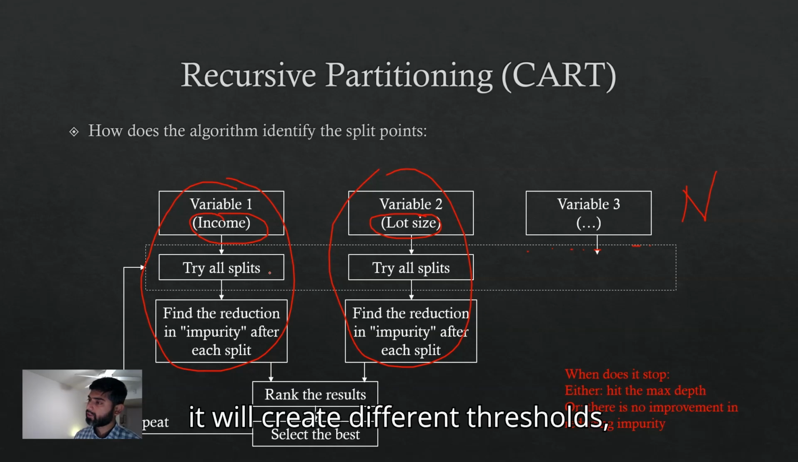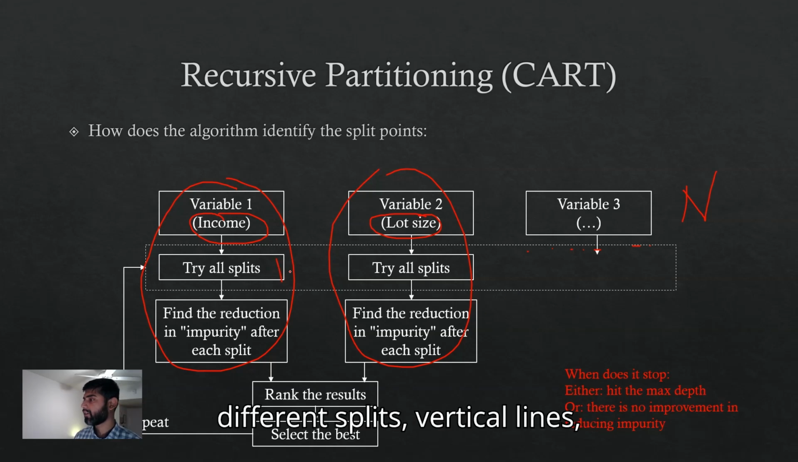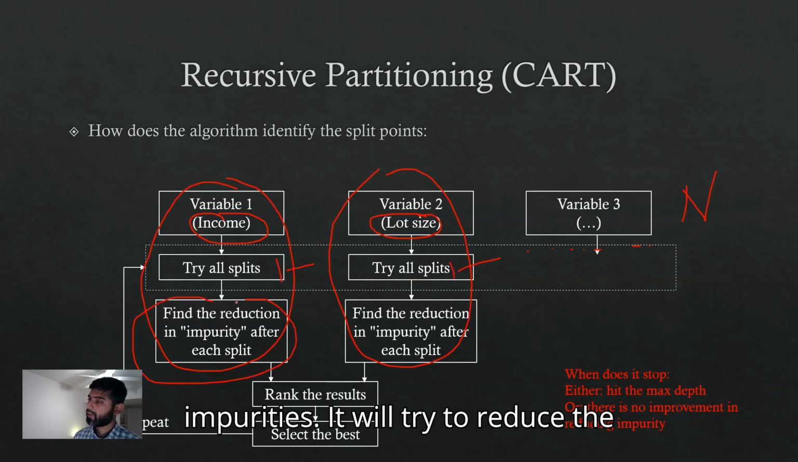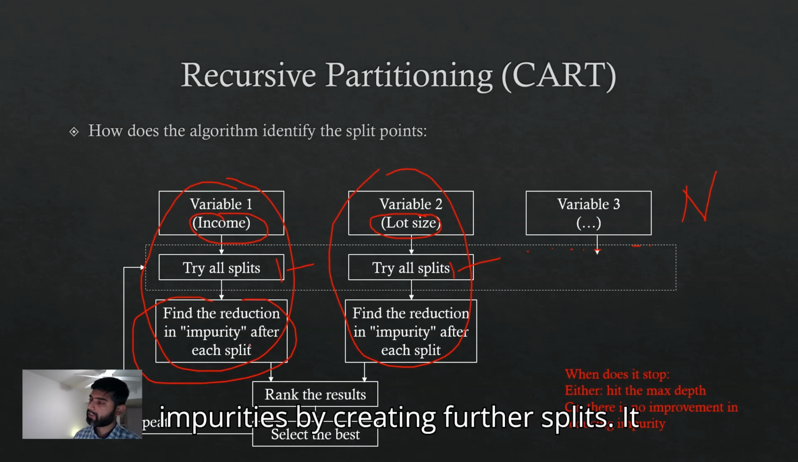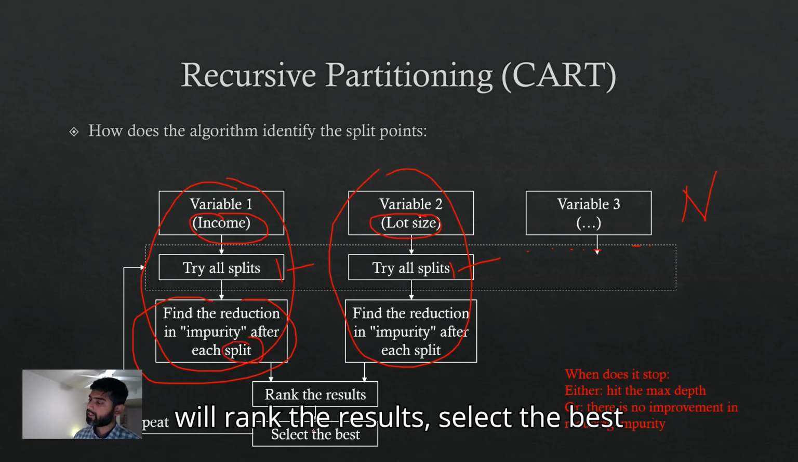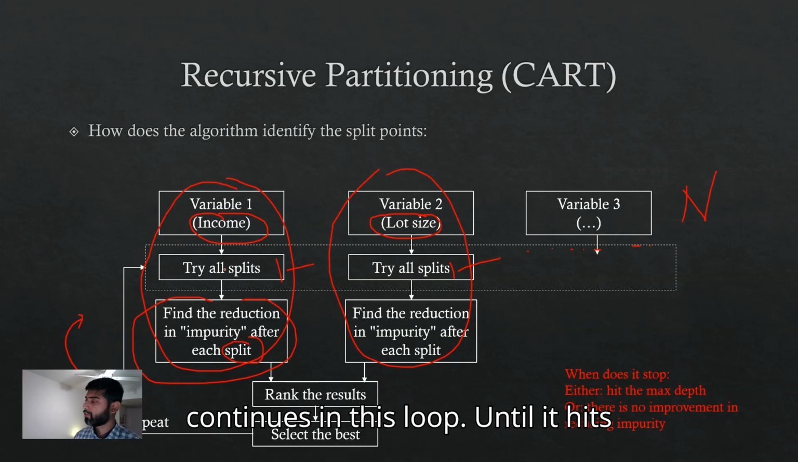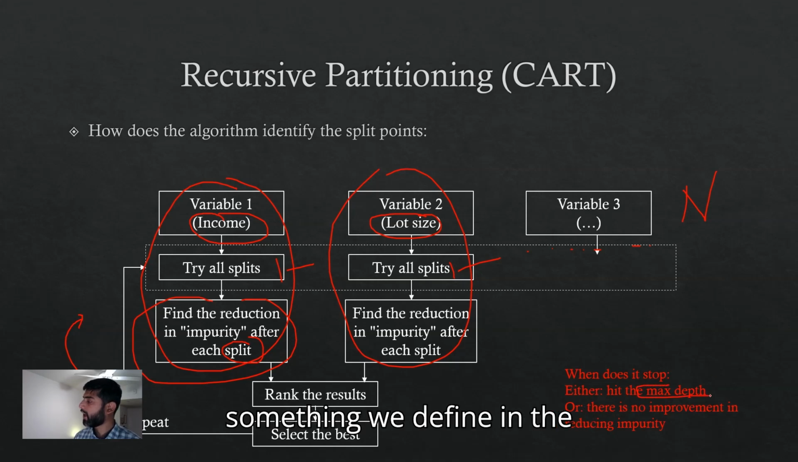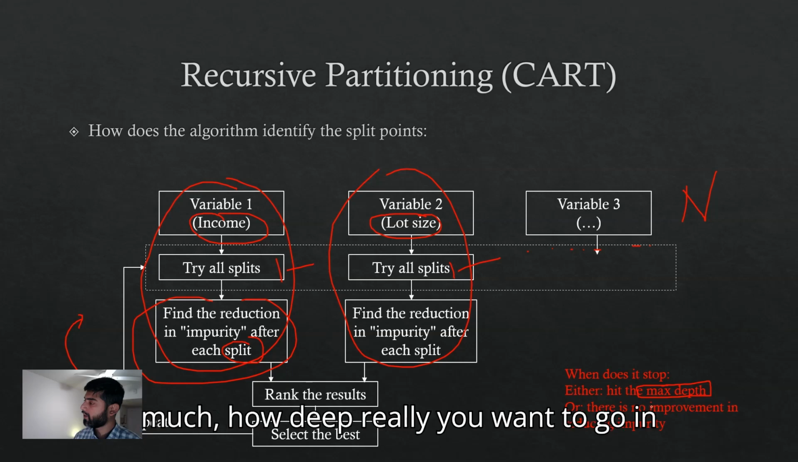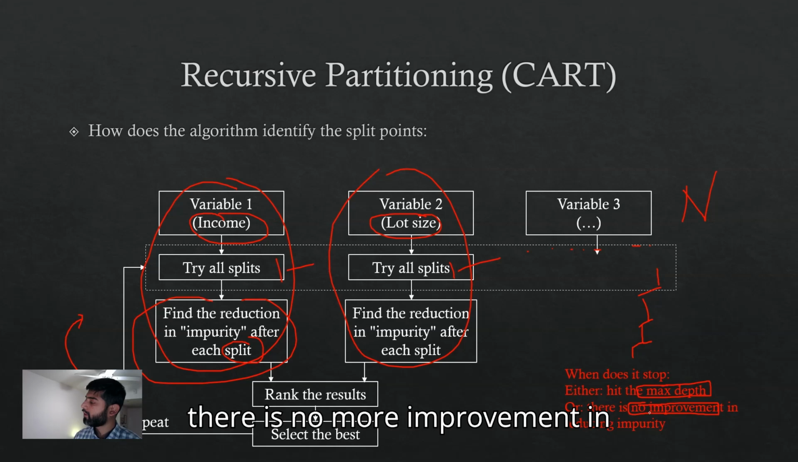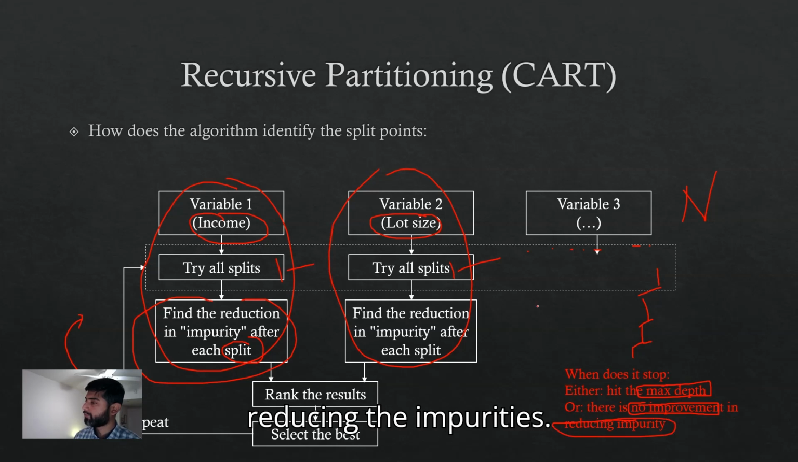And it will create different thresholds, different splits, vertical lines, horizontal lines, and it will find the impurities. It will try to reduce the impurities by creating further splits. It will rank the results, select the best results, and repeat this process. And it continues in this loop until it hits something we define in the hyperparameters called the max depth, how deep you really want to go in the tree, or when it finds out that there is no more improvement in reducing the impurities.